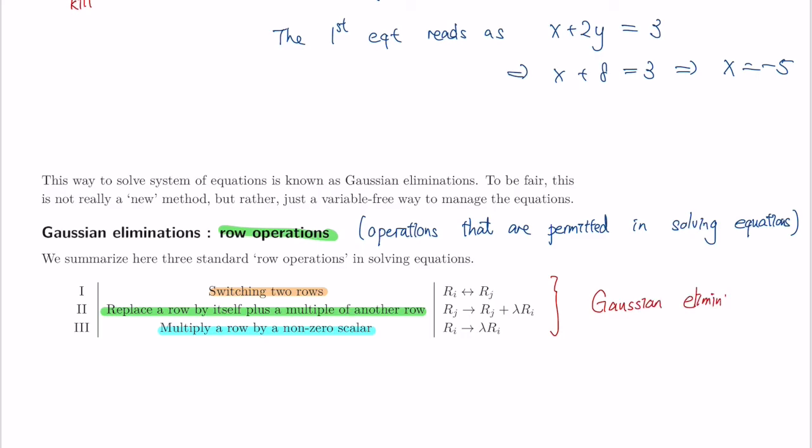Elimination. Okay, sorry for the spelling. And that is what I mentioned here. Okay? And now on the next page, we're going to do a few more examples on Gaussian elimination in how to solve system equation.